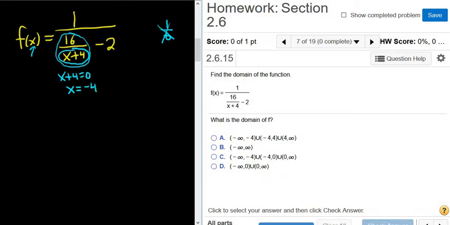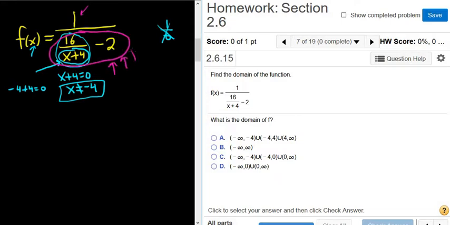You can also just see it by looking at it, right? If you plug in negative 4, you get negative 4 plus 4 equals 0. So in this case, x can't be equal to negative 4. That's our first restriction. And then you can realize there is another fraction, right? It's 1 over all of this. So this whole thing here can also not be equal to 0.